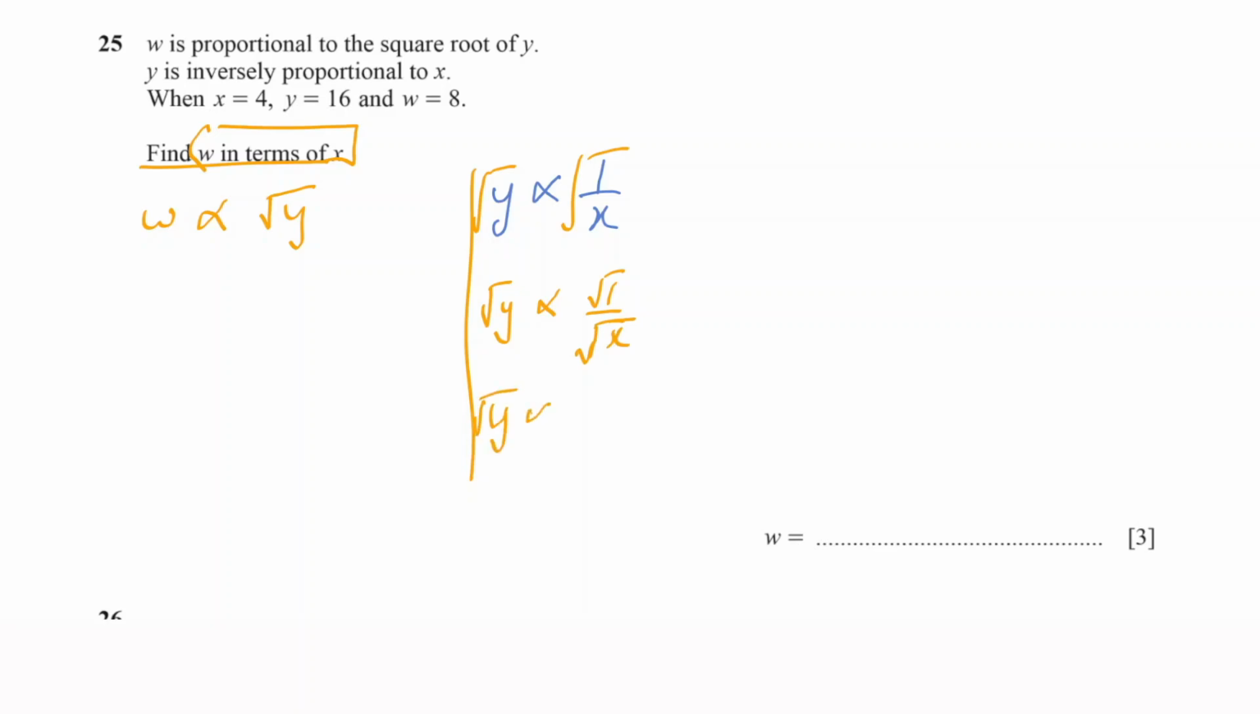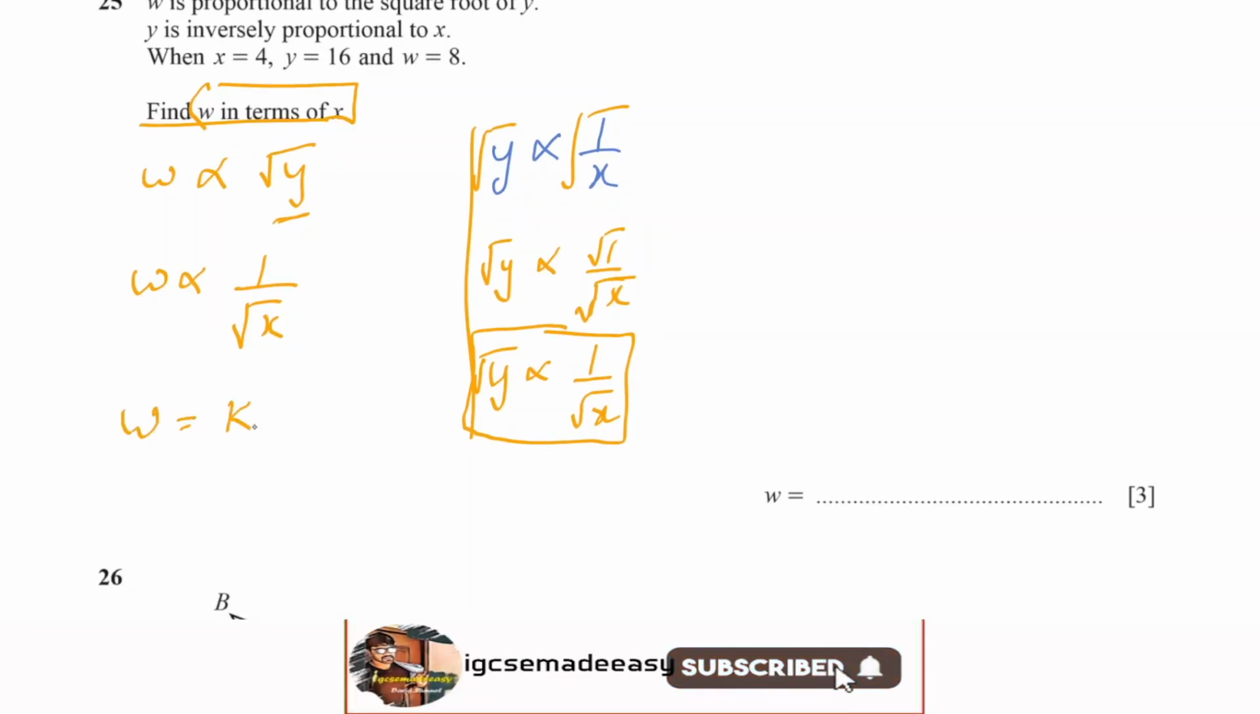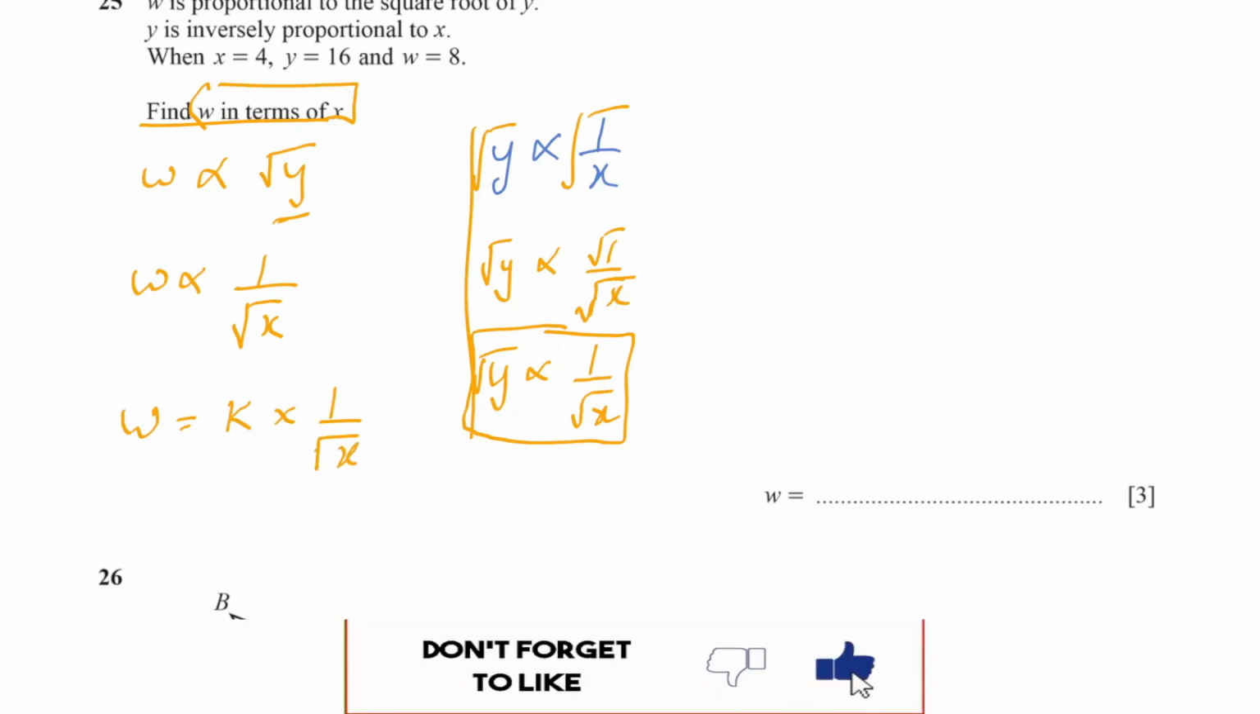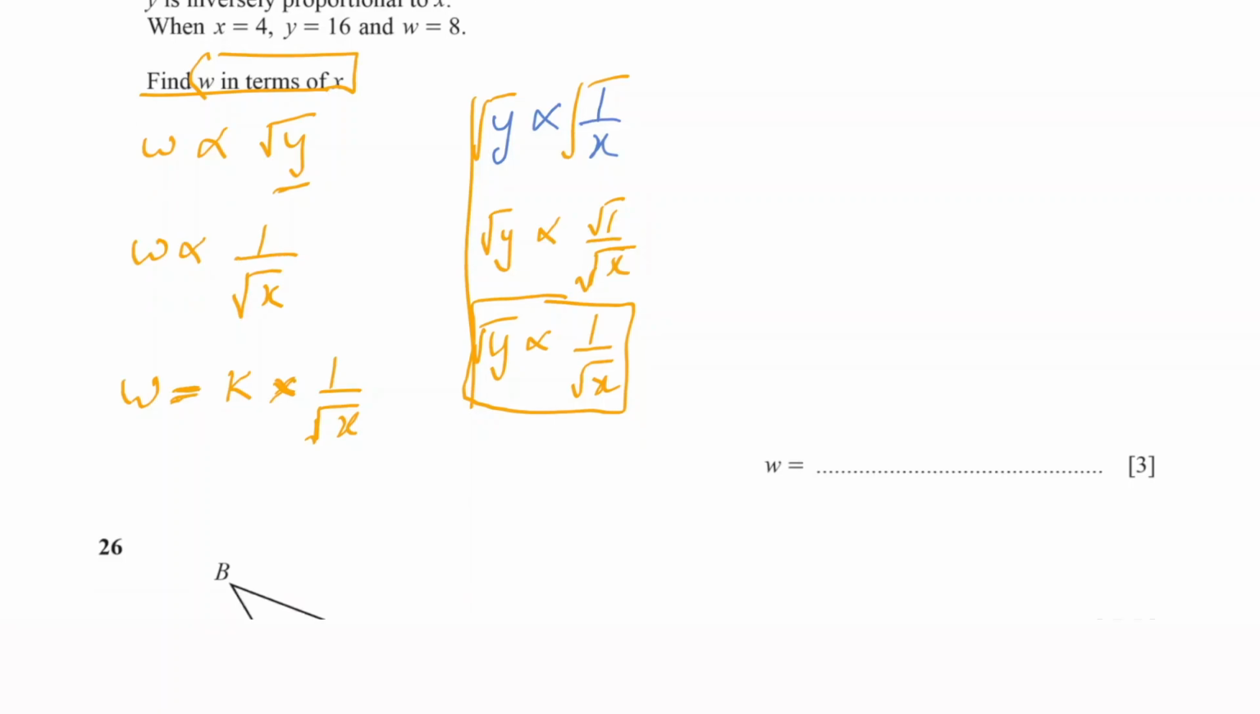Root 1 is 1 itself, and root of x will be root x, right? So now root of y is proportional to 1 by root x. So I can replace this root y now. So W is directly proportional to, instead of root y, I can write 1 by root x, correct? Now if I remove this proportionality symbol, I should place a constant there. So W will be equal to k into 1 by root x.